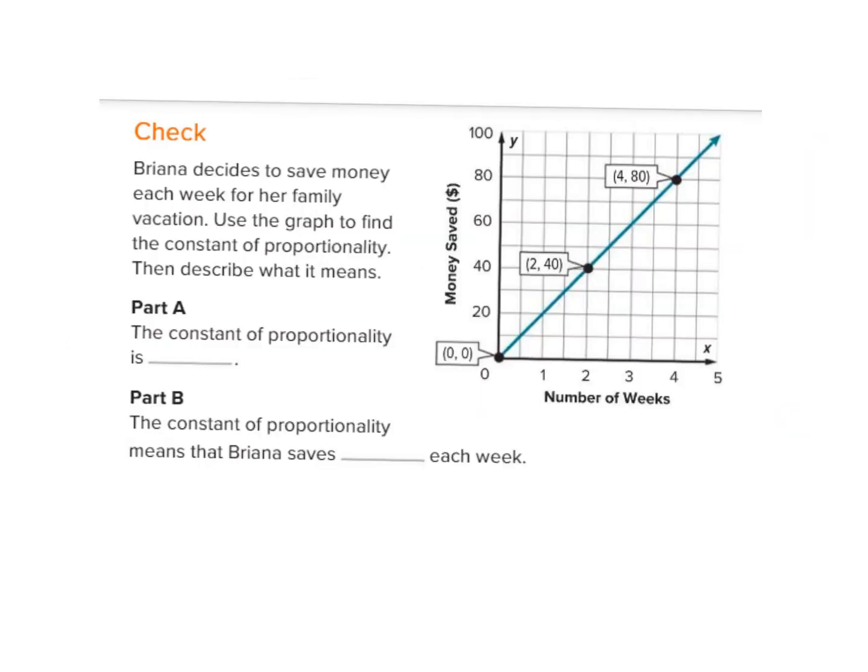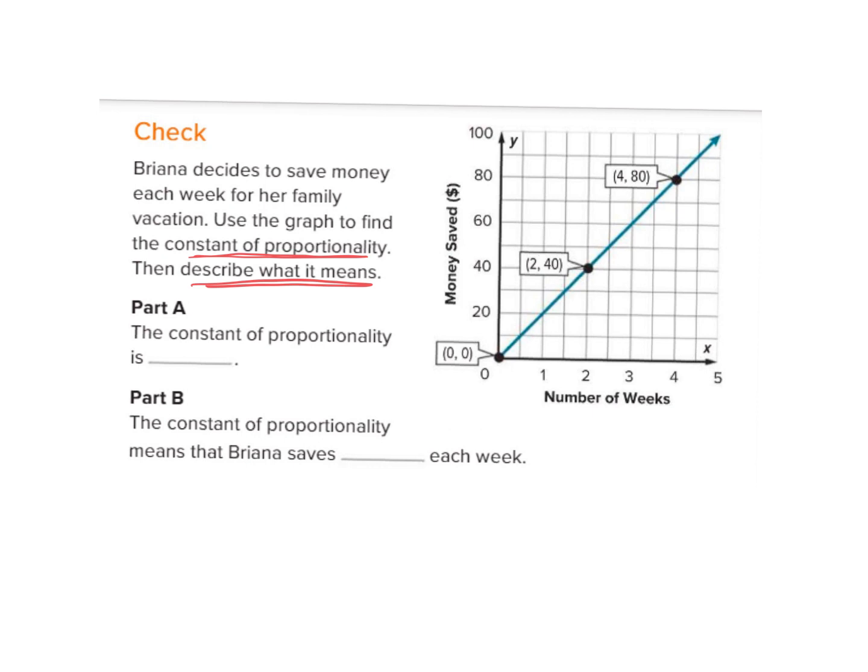All right, let's check out my next one. It says Brianna decided to save money each week for her family vacation. Use the graph to find the constant of proportionality, and then I want you to tell me what it means. So I want you to pause the video and try this one out and see what you get. Push play when you're ready.